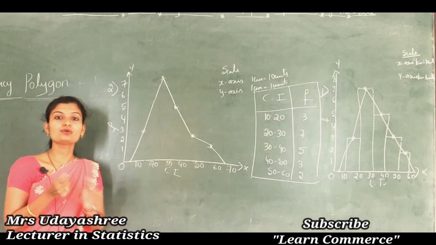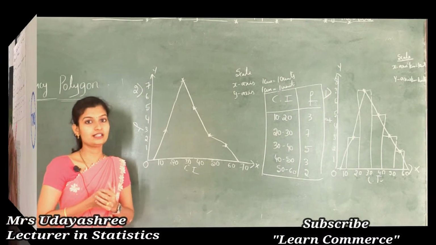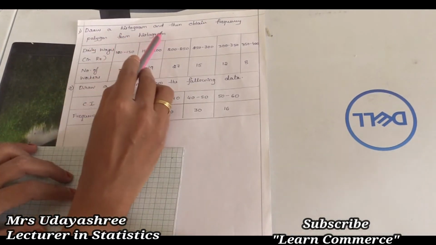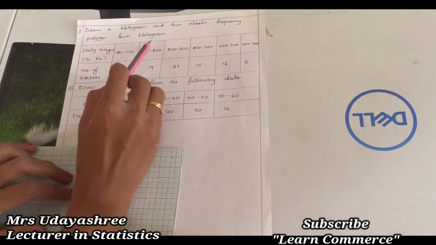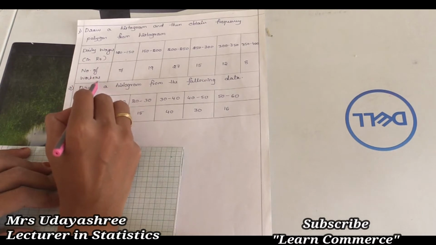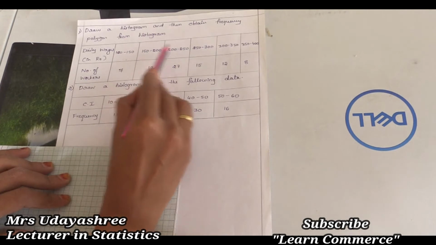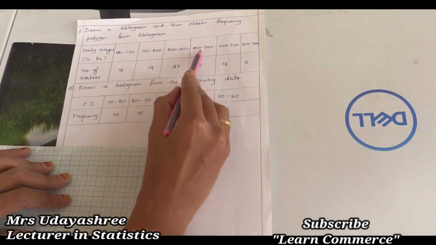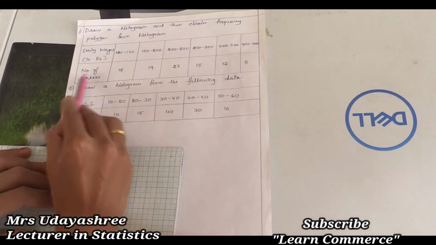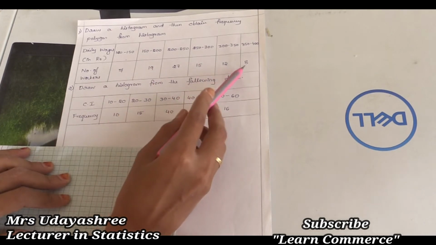Okay, now let's see how to draw this frequency polygon in case of a continuous frequency distribution on the graph. Let's see problem number 1: draw a histogram and then obtain the frequency polygon from the histogram. Here the given information is daily wages and number of workers. The daily wages are 100 to 150, 150 to 200, 200 to 250, 250 to 300, 300 to 350 and 350 to 400, and the number of workers are 7, 19, 27, 15, 12 and 8.